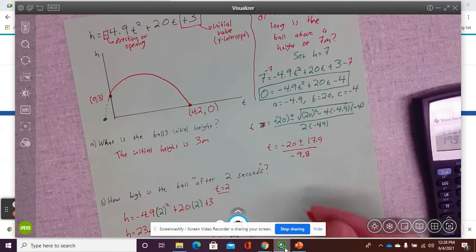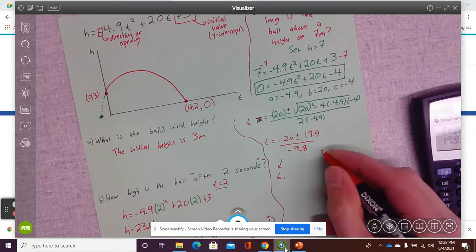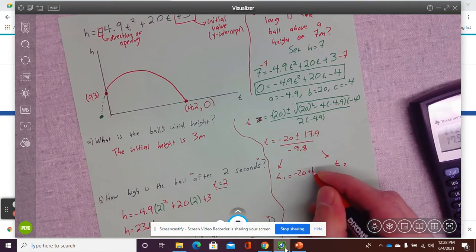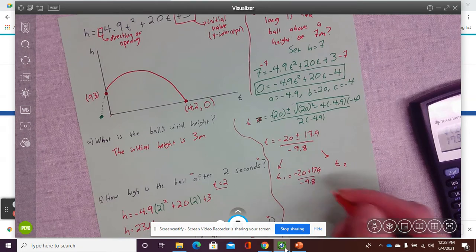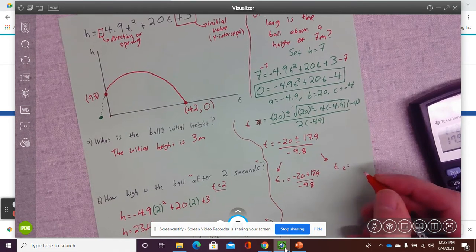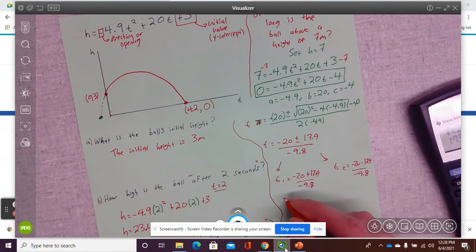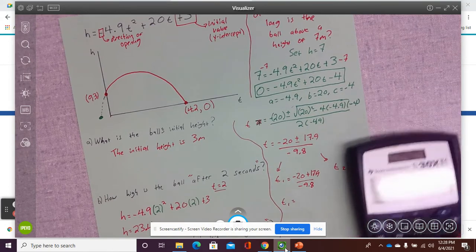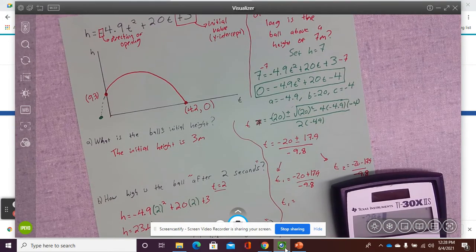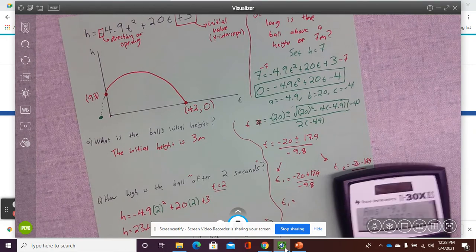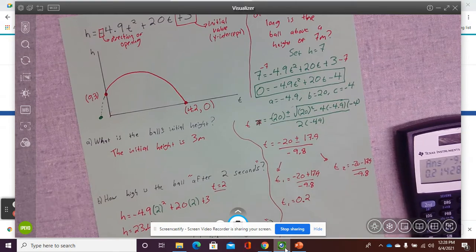Again, once I've simplified as much as I can, we're going to split into T1 and T2. There might be two possible answers whenever I use the quadratic formula. So first I have -20 plus 17.9 divided by -9.8. Then I also have -20 minus 17.9 over -9.8. So again, I'm going to use my calculator to evaluate. Remember to evaluate your numerator first, and then I can divide by my denominator. So T1 equals 0.2 seconds.